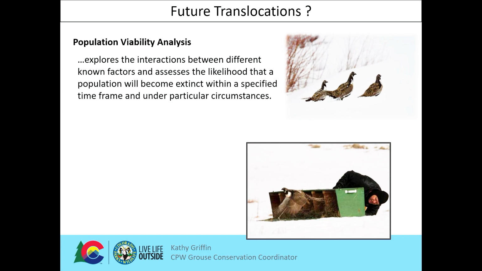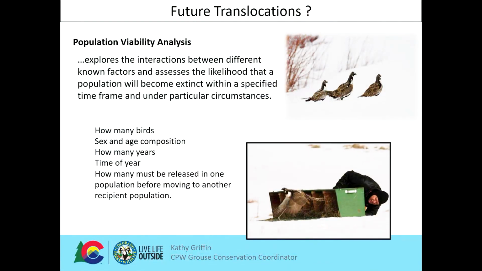Our particular circumstances are specific to translocations. We'll be modeling both the source population and the recipient populations, asking questions like how many birds can we safely remove from Gunnison Basin? And how many birds do we need to put into a recipient population to increase the viability of that population? It can answer questions about how many years do you need to do a translocation? Do they need to be subsequent years or alternating years? Time of year, like Tony just pointed out, the fall versus spring that the translocations occur. And since we have 3 potentially recipient populations, how many birds must be released in one population before moving to another? These are all questions that are very, very important that we hope to get some insight from doing the population viability analysis.